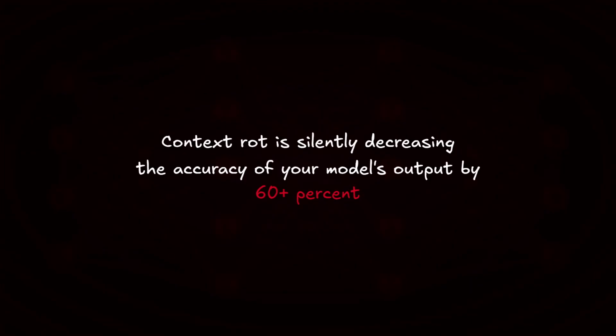Context rot is where increasing the context given to your model at large thresholds begins to rot its accuracy due to the confusion and distraction that it causes the models to experience.